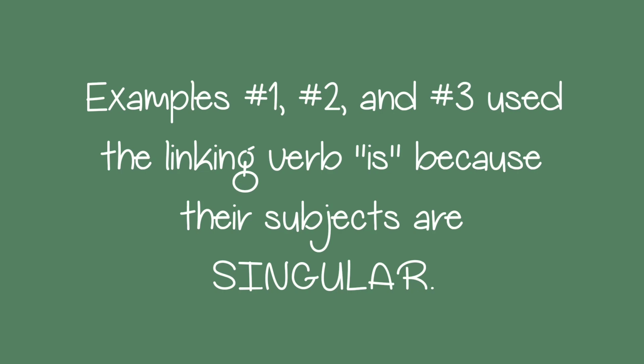So kung napansin nyo, yung examples number 1, 2, at saka 3, ang ginamit natin is linking verb na is. Dahil yung mga subjects nila singular. Ibig sabihin singular, iisa. Iisa yung performer, iisa yung kotse, iisa yung umbrella. Okay?